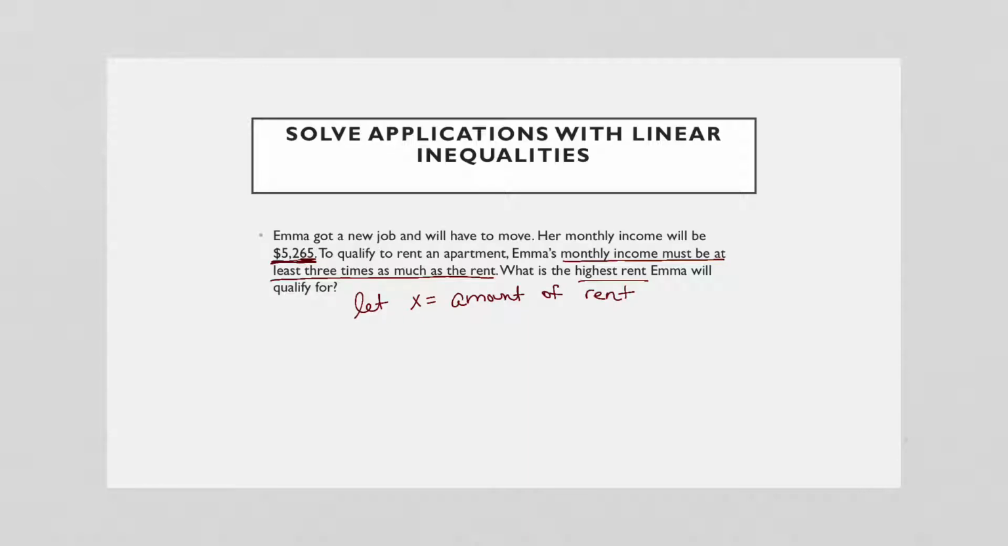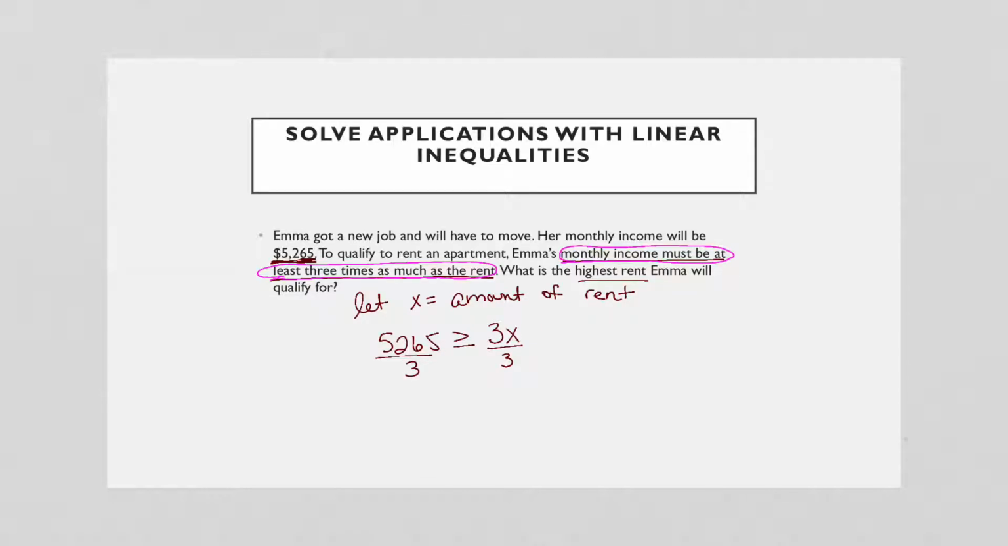And it says here, okay, I'm going to do this in a different color. So right here, the monthly income must be at least 3 times as much as the rent. So her monthly income, $5,265, must be at least, so that means greater than or equal to 3 times the amount of her rent. So now this is the inequality that we're going to solve. So I'm going to divide both sides by 3.